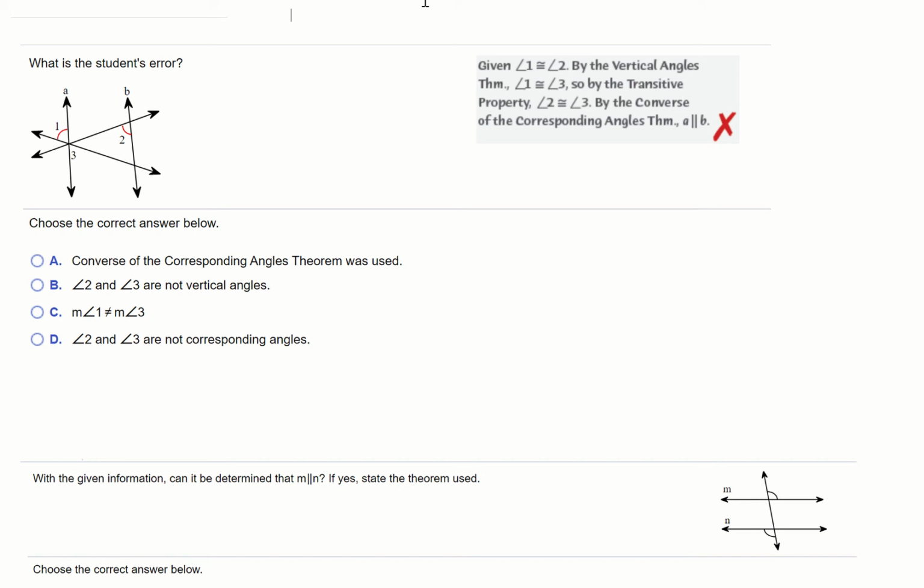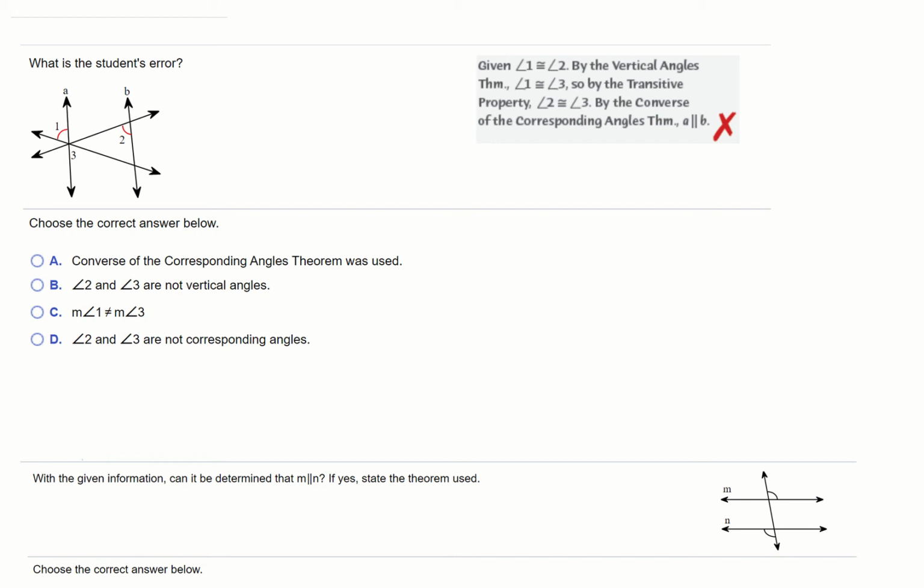So let's look at the first question. What is the student's error in the following diagram? Basically, this looks like the student's reasoning for the problem. It says, given that angle 1 is congruent to angle 2, by the vertical angles theorem, angle 1 is congruent to angle 3. So by the transitive property, angle 2 is congruent to angle 3. By the converse of the corresponding angles theorem, A is parallel to B.